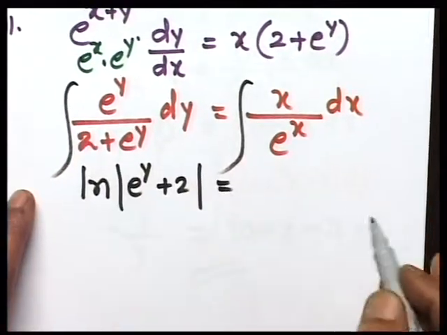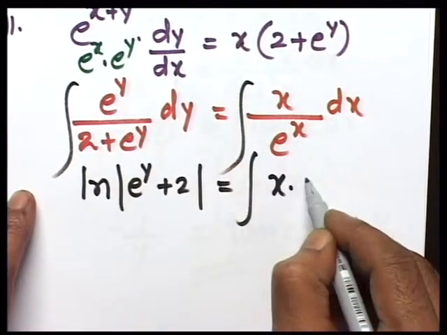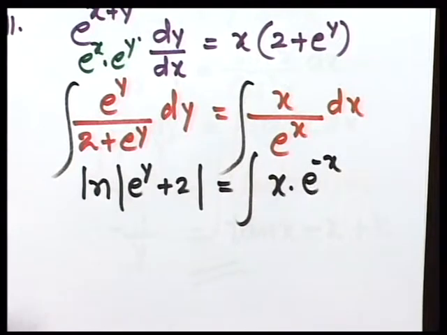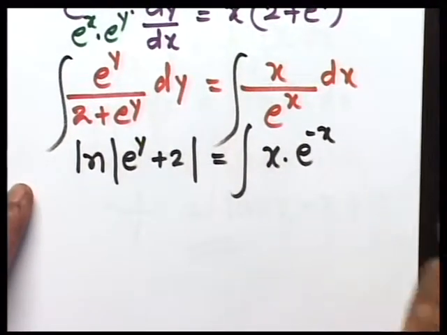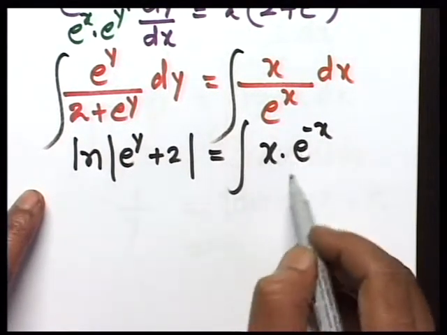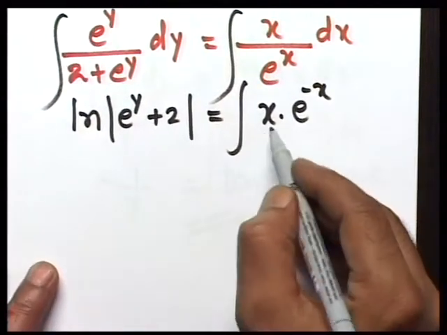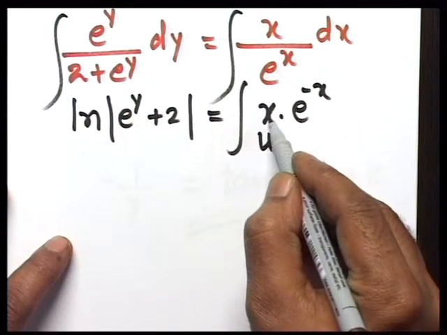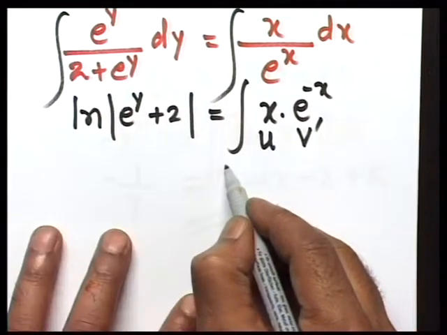Equals to this one, dangerous, integrate x times e to the minus x, please. You've got to know all these rules. As I said, this is integration by parts, isn't it? So let's integrate this by parts, right? So we differentiate the x, we integrate that. So uv, so I will write that there.